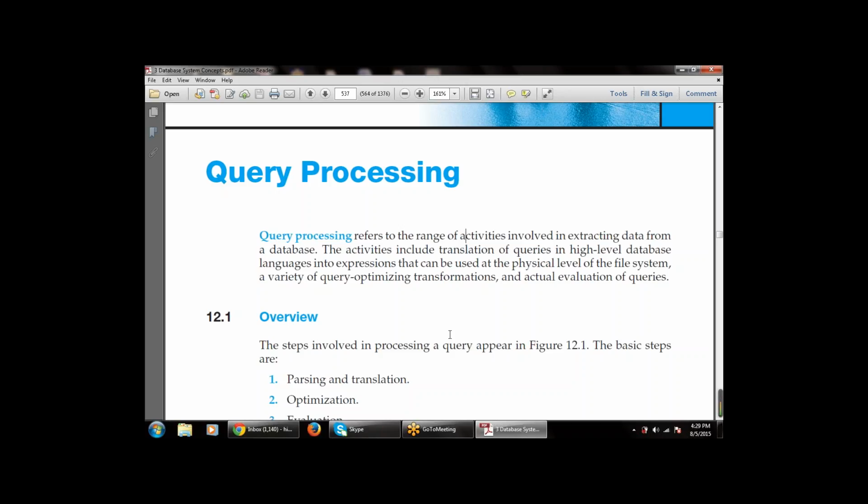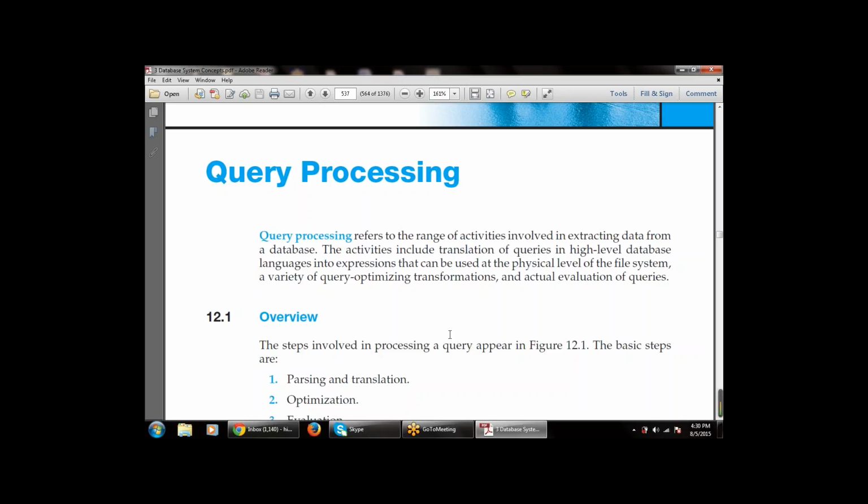The activities include translation of queries in high-level database languages into expressions that can be used at the physical level of the file system. That means the various activities included in query processing are the translation of the queries, a variety of query optimizing transformations, and the actual evaluation of the queries.